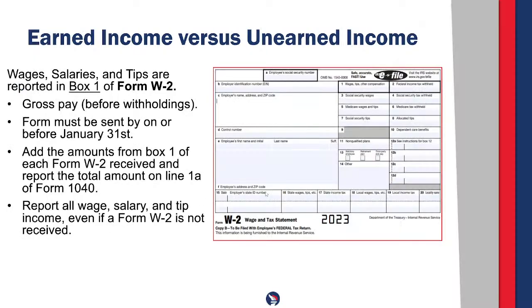So hopefully sometime in your life you received one of these, a W-2. Wages, salaries, tips all go into box 1 of the W-2. This is your gross pay, this box 1, before withholdings. This form must be sent out by the employer on or before January 31st. It must be postmarked no later than January 31st. This is going to be an important date when we talk about a different form coming up later, so keep this one in mind.